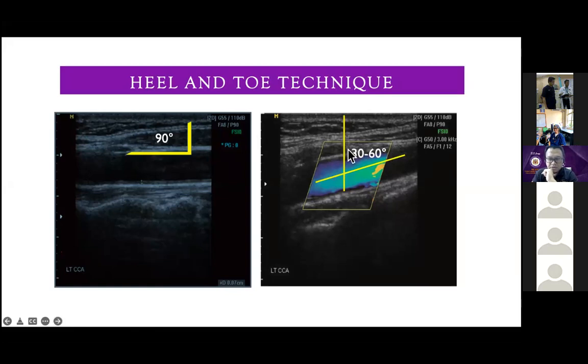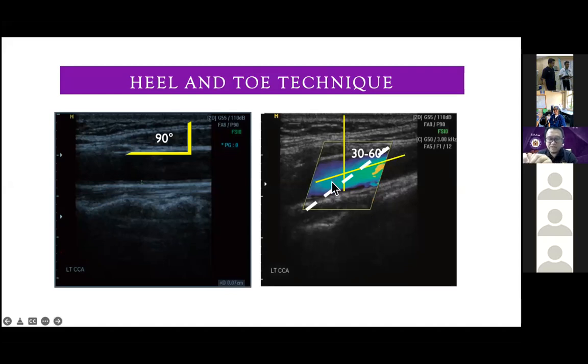And don't forget about the color box. The color box is also very, very important. I know this is very technical. Even though it looks difficult, if you have a good machine, it has all the default settings. The diagonal of the color box is very important, the direction of the color box itself. You see the diagonal; it should follow the direction of the vessel itself.